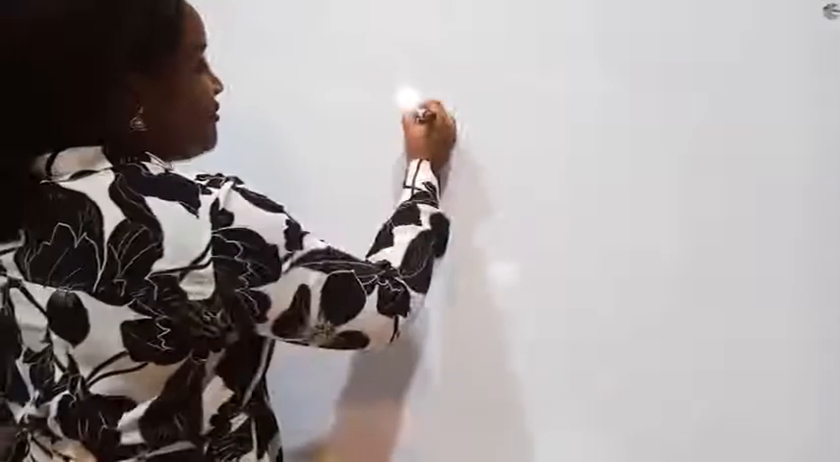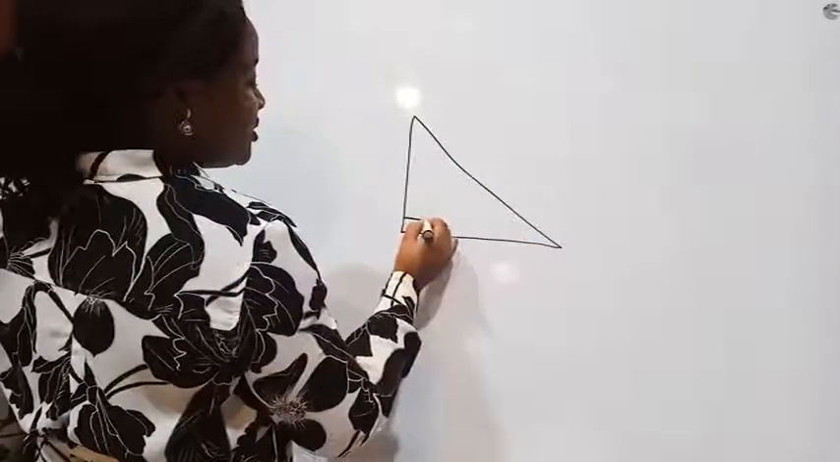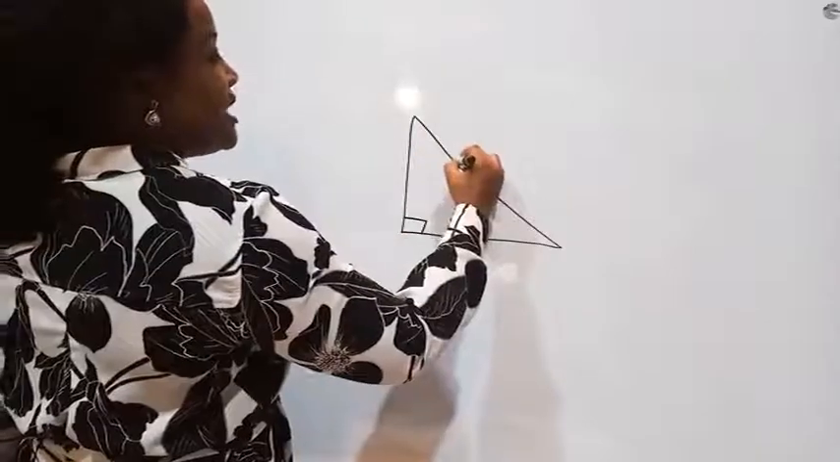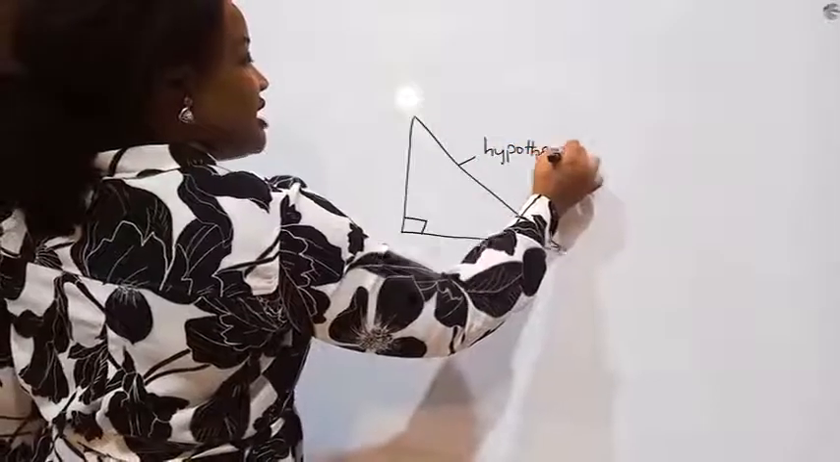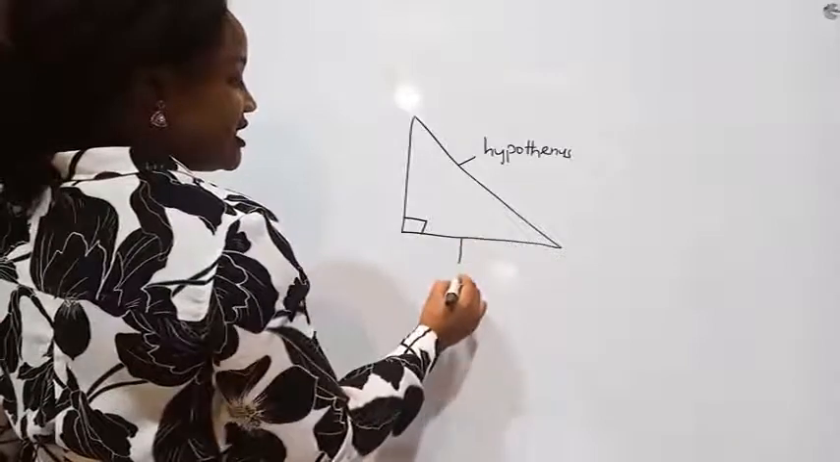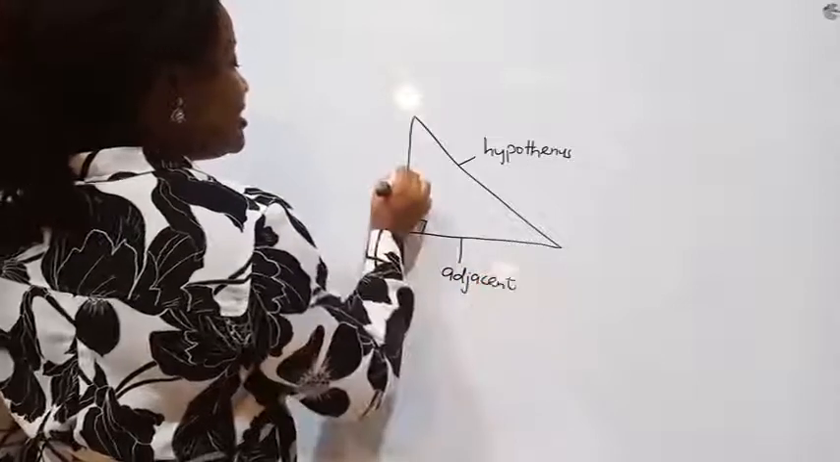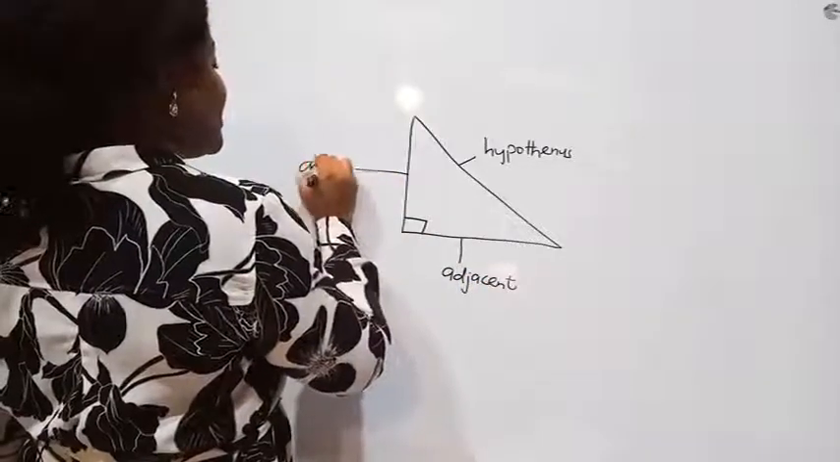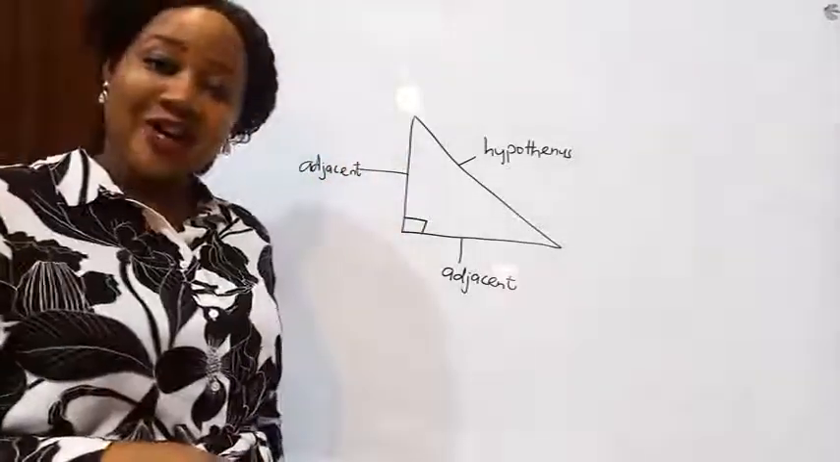So, what exactly do we understand by Pythagoras Theorem? Pythagoras Theorem is usually used for right-angled triangles. Okay? It's a right-angled triangle where this is the hypotenuse. This is adjacent. And this is also adjacent. What it means is that they are adjacent to the right angle.